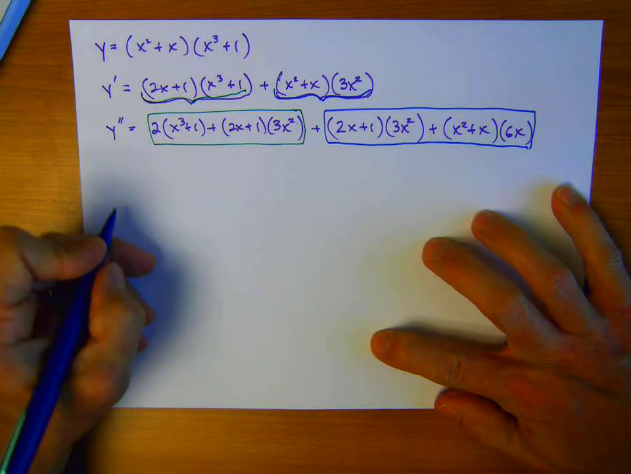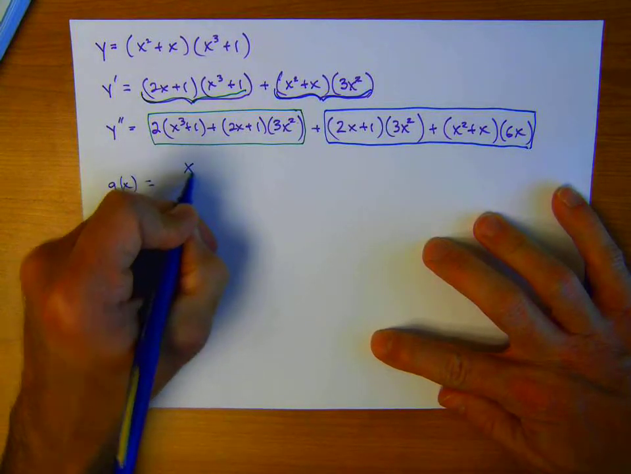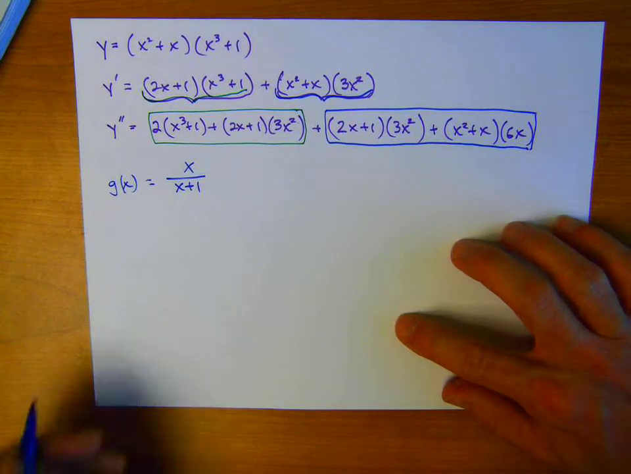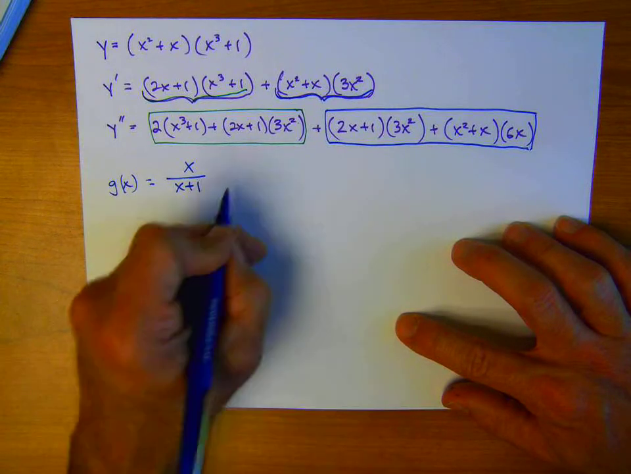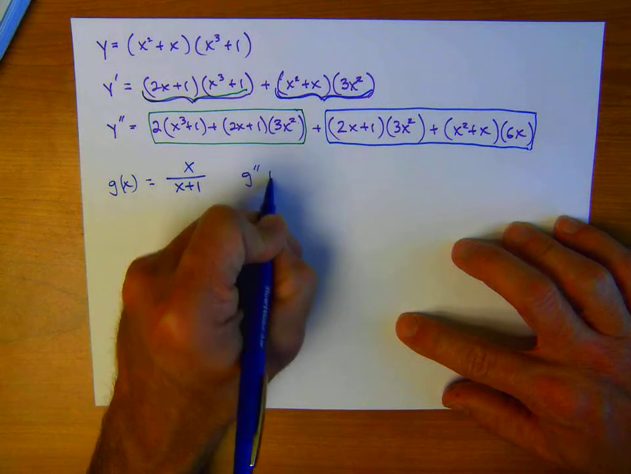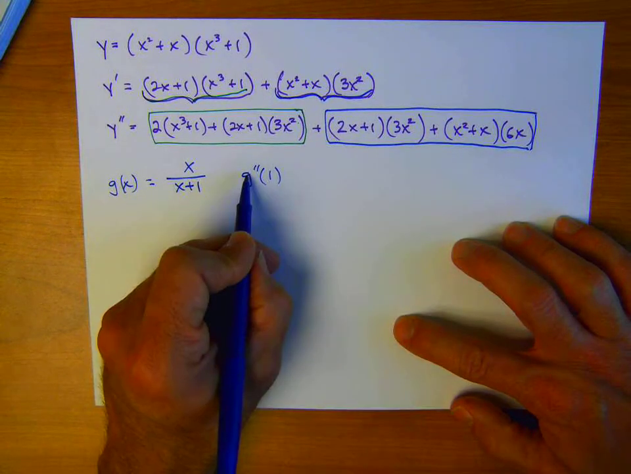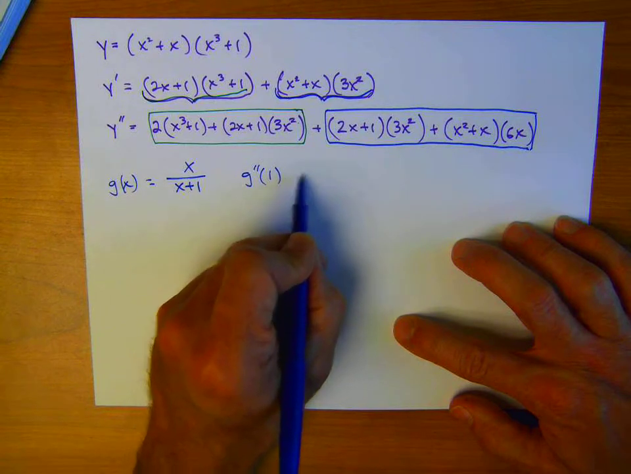So let's take a look at g of x equals x over x plus 1, and let's say we want to find the slope of the tangent line. Sorry, not the slope of the tangent line. We want to find the second derivative evaluated at 1. You could kind of think of this as the concavity, right? We just talked about if it's concave up or if it's concave down.